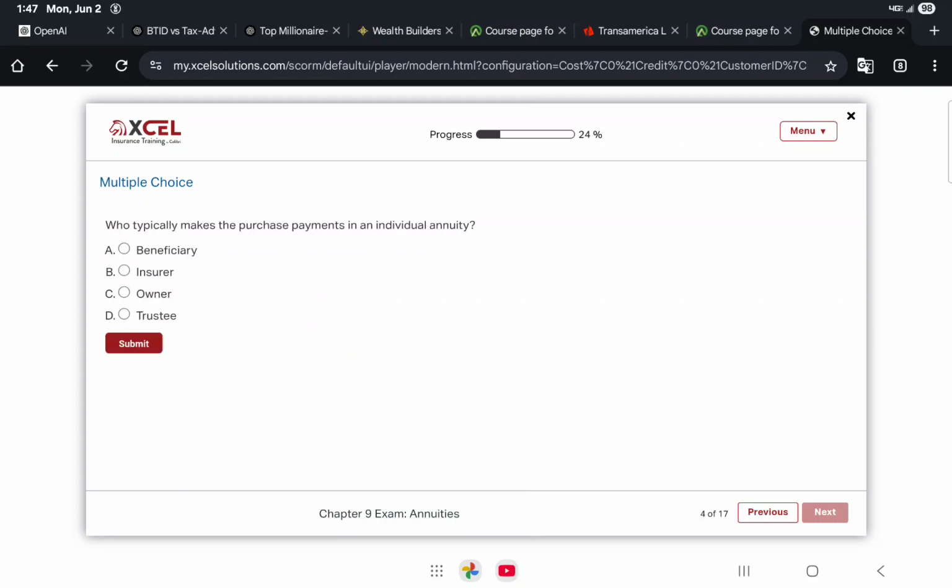Who typically makes the purchase payments in an individual annuity? In an individual annuity, it's probably going to be the owner. There's no insurer. There is a beneficiary and there are trustees. But the owner is going to, because it's your own retirement plan.